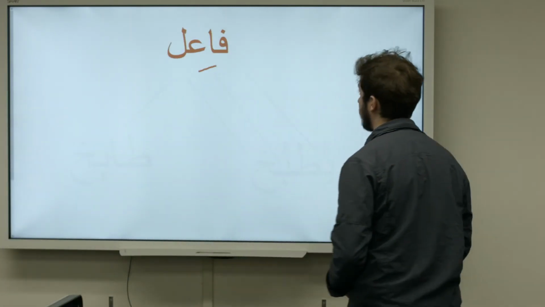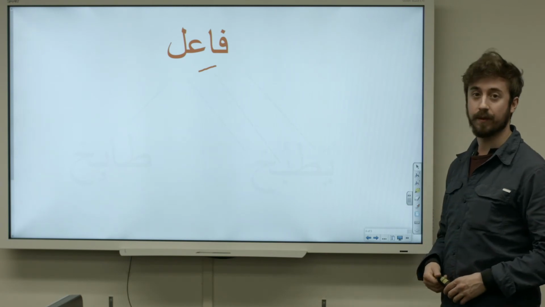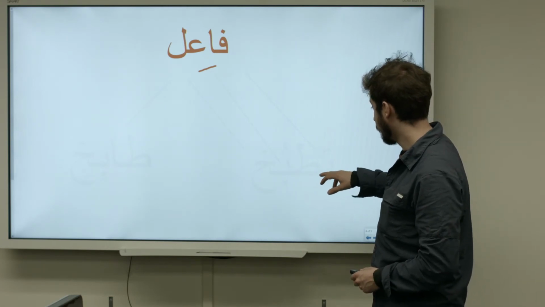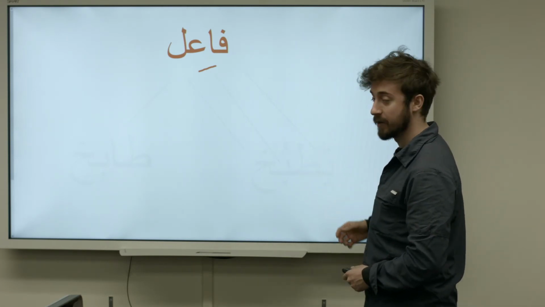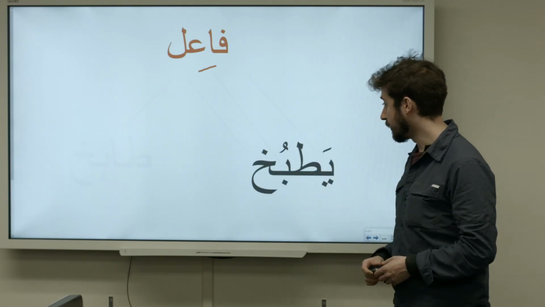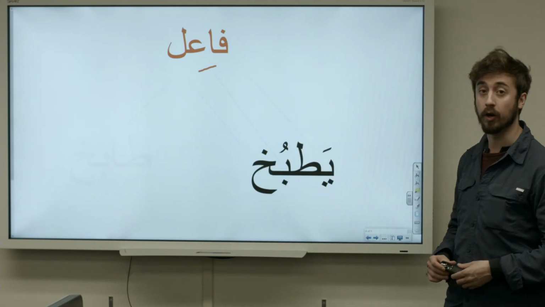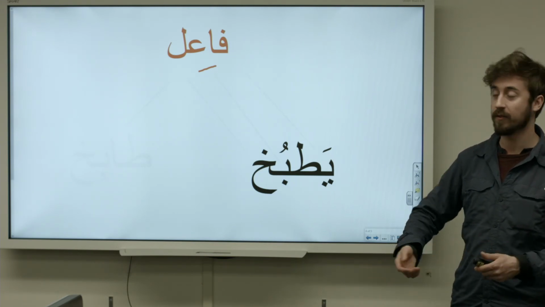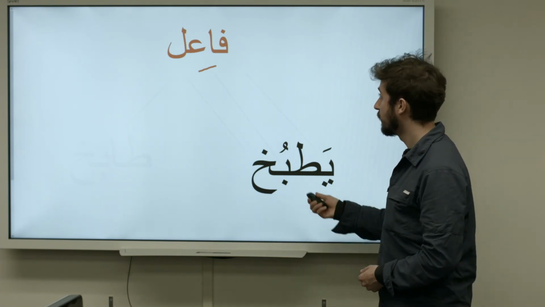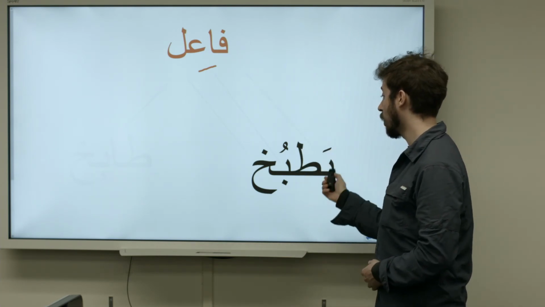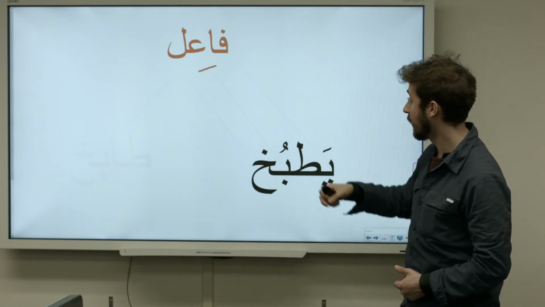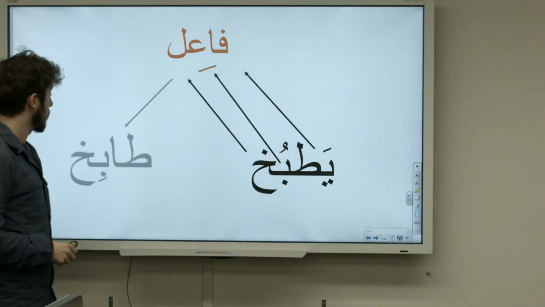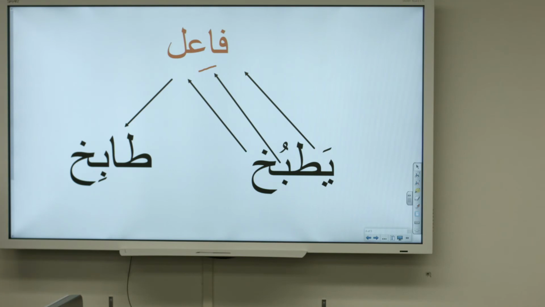Let's go over one more example of how to do this with pattern 1 ism fa'il. You may or may not know this word by now, but this is another common pattern 1 verb, and it is yatbukh. Yatbukh means to cook. So the ism fa'il we want is a cook or a chef. Basically we put the root into the pattern again, and the root is ta-ba-kha. When we put it into fa'il, yatbukh becomes tabikh. It's as simple as that.